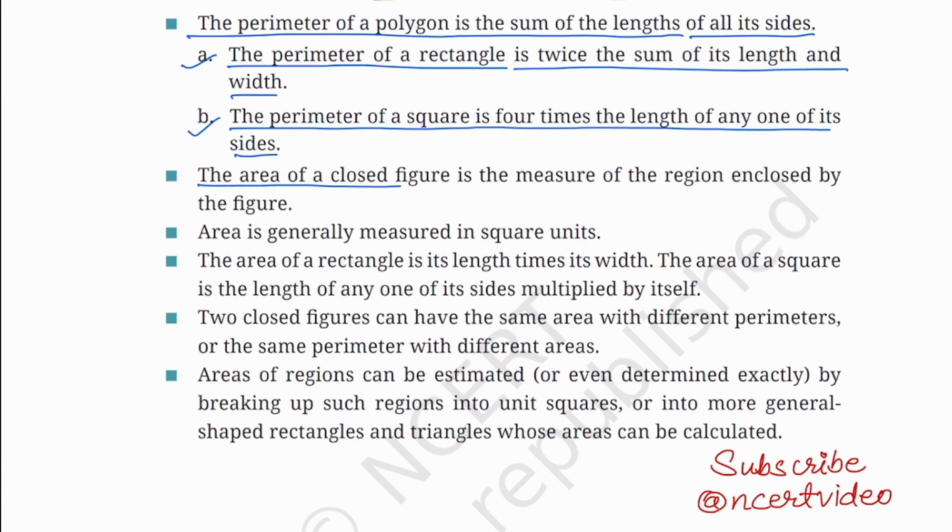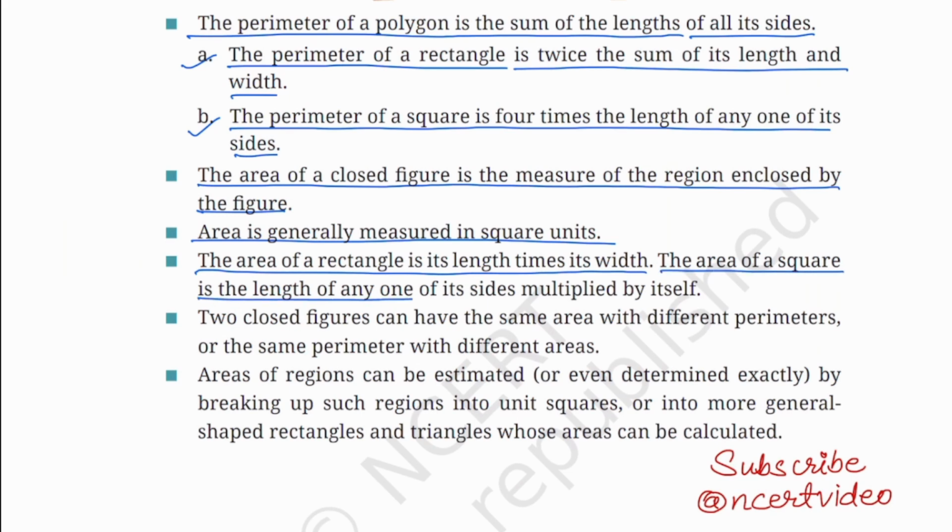The area of a closed figure is the measure of the region enclosed by the figure. Area is generally measured in square units. The area of a rectangle is its length times its width. The area of a square is the length of any one of its sides multiplied by itself. Two closed figures can have the same area with different perimeters or the same perimeter with different areas.